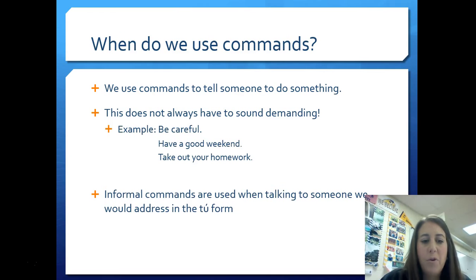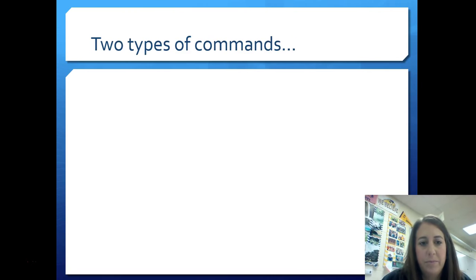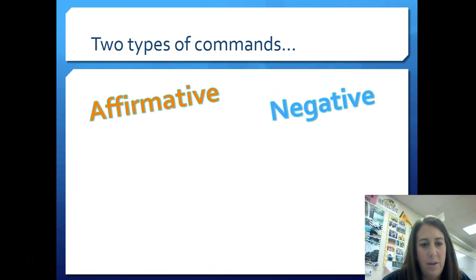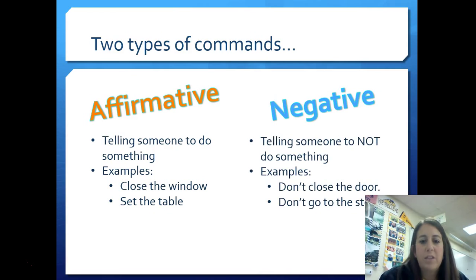As I mentioned before, informal commands are used when talking to someone we would address in the tú form. So informal, someone you're comfortable with: talking to your friends, talking to a younger sibling, a teacher talking to his or her students, etc. We've got two types of commands: affirmative commands and negative commands. Affirmative commands tell someone to do something, like close the window, set the table. Negative commands tell someone not to do something. Don't close the door, don't go to the store, don't make obnoxious rhymes all the time.